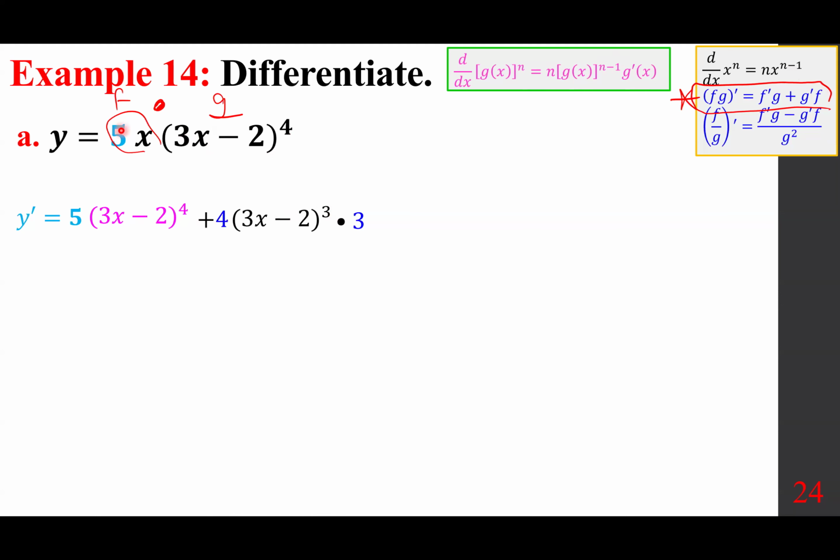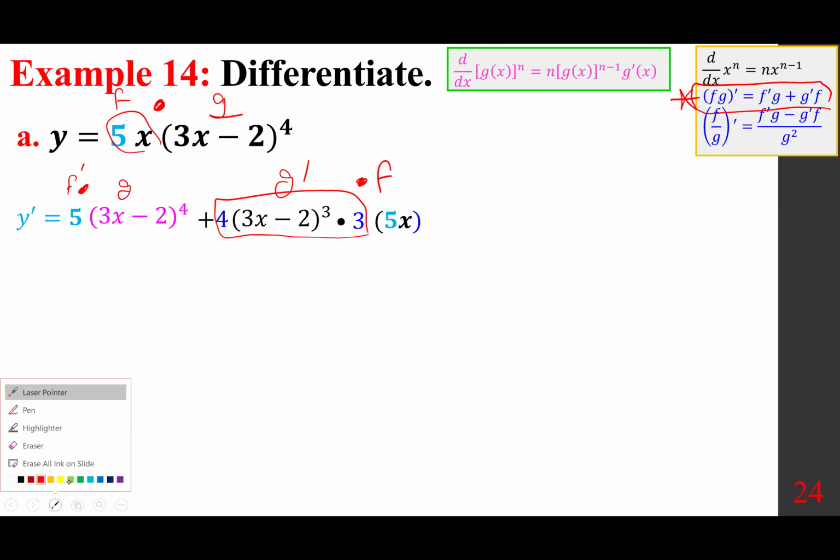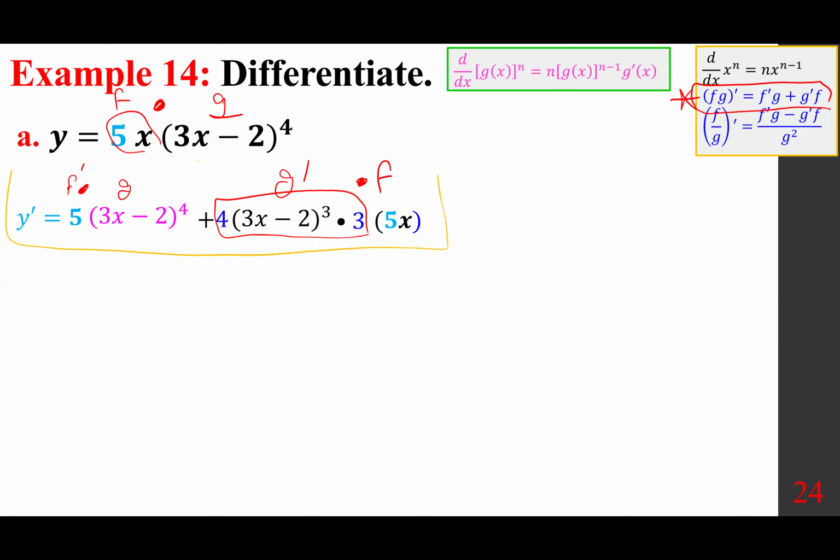We need f, which is 5x. So what we are looking at, everybody, is f prime g plus g prime f. So this is the f function, 5x. This is the g function, 3x minus 2. So this entire thing is the derivative of g. And I'm going to put an asterisk next to it. Class, you're done with calculus. Everything else is algebra.